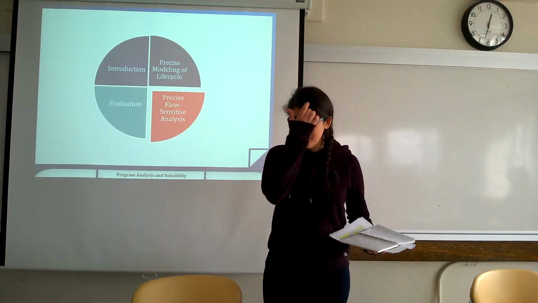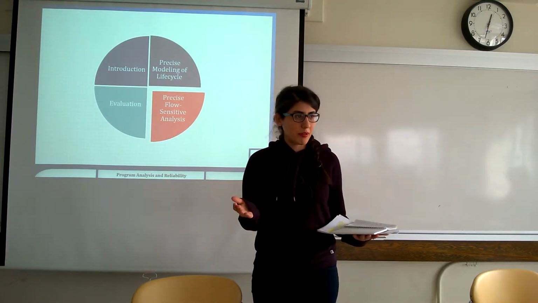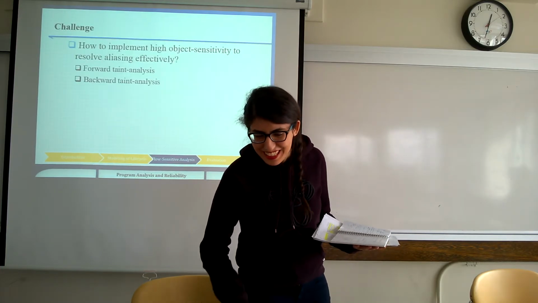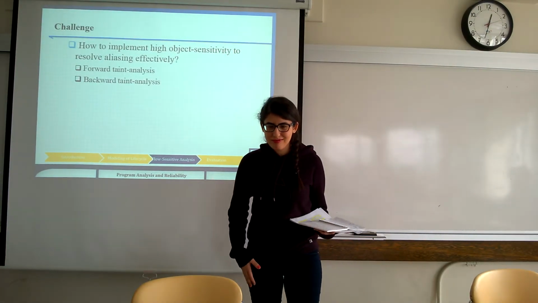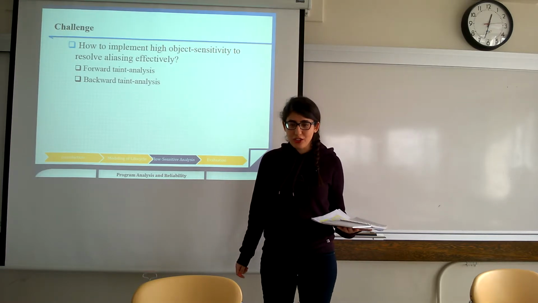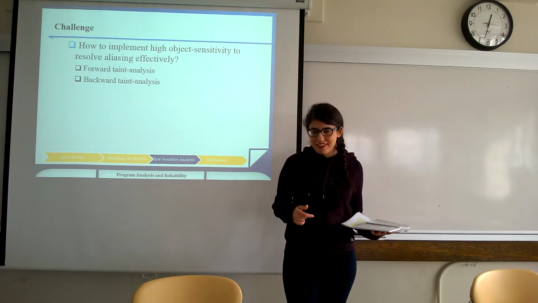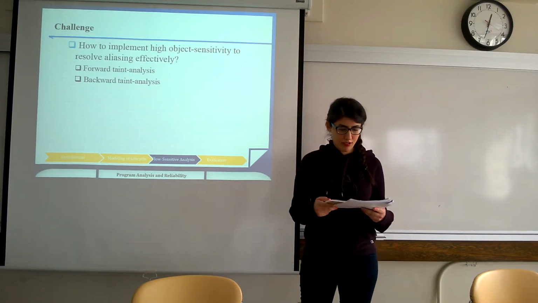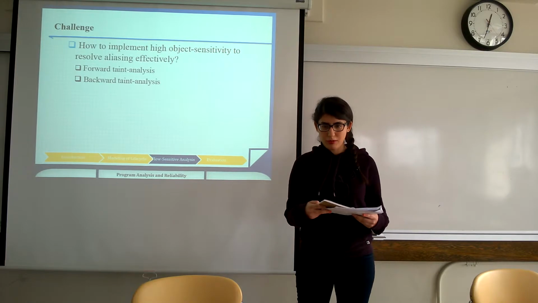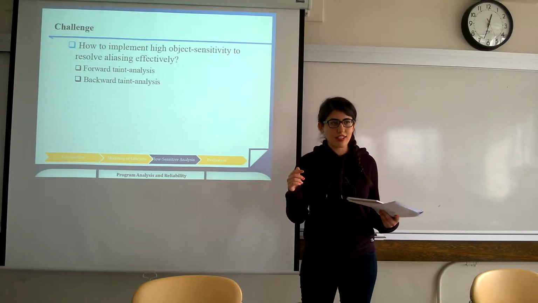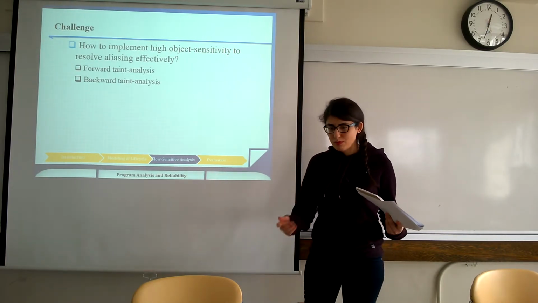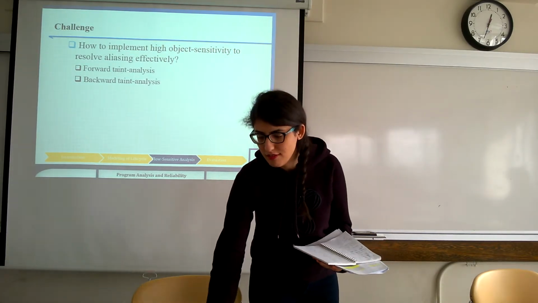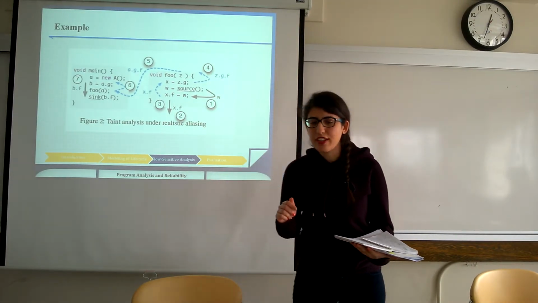Okay, so now we'll discuss how they implement this flow sensitivity and other sensitivities as well. First challenge: how to implement high object sensitivity to resolve aliasing effectively. So we are now going to talk about the aliasing detections, and we are going to use forward-taint analysis and backward-taint analysis. We will see here in an example.